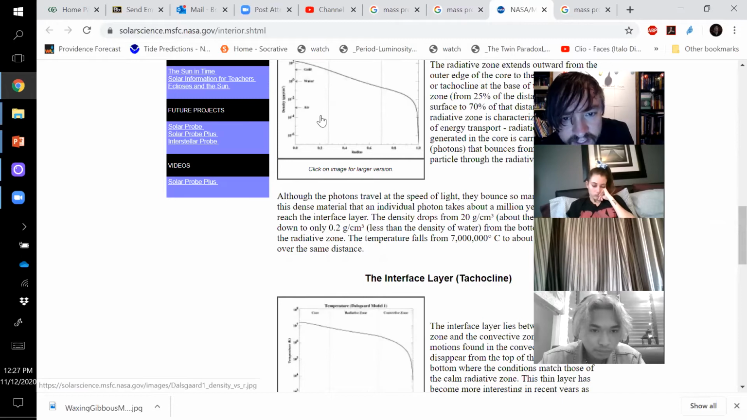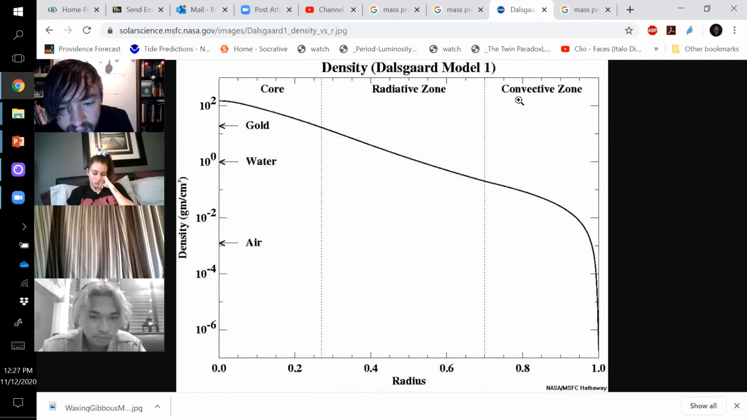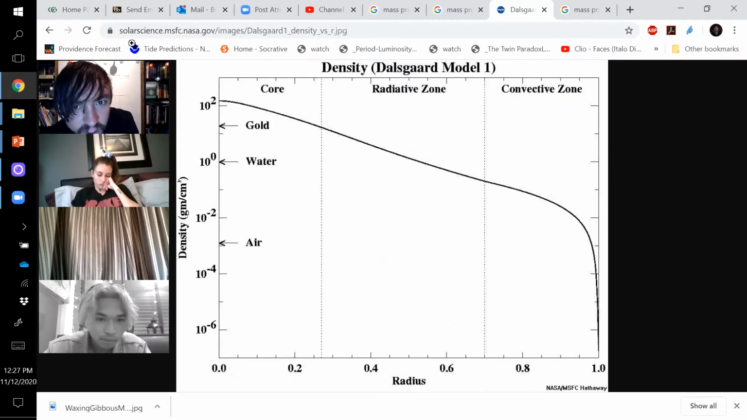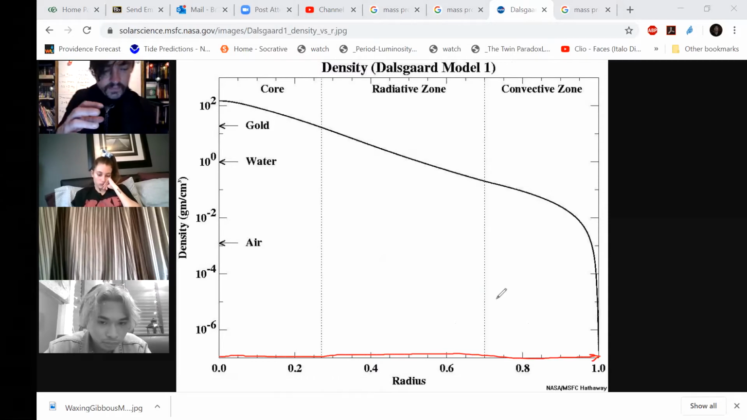All right, so this one is for density, okay? And I want you guys to look at the density of the sun. So this is the radius of the sun. We're going from the very center of the core all the way out to 1 solar radius. And here you can see the convection zone, the radiation zone, and the core. You will notice that the density of the star is not uniform, but it changes dramatically as you go from the outer edge towards the core.